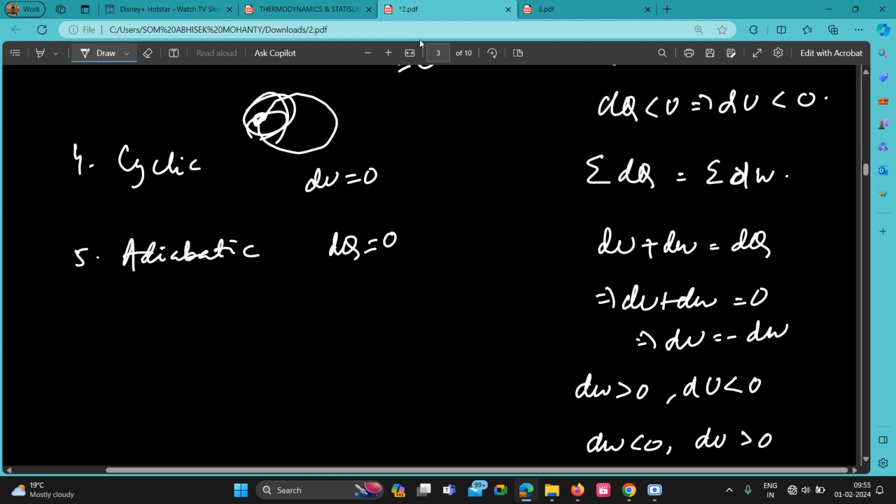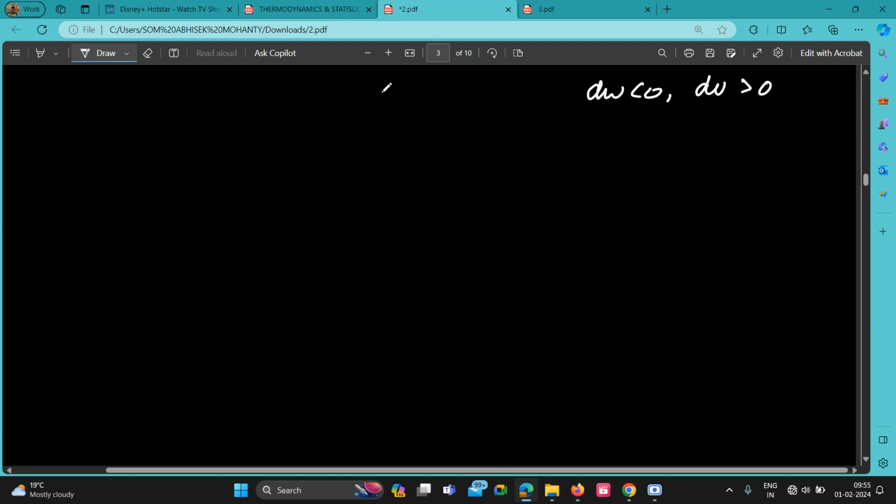Okay, so this was your adiabatic. Next is heat or thermal capacity. Heat capacity is what? C is equal to dQ by dT, right? That is your heat capacity.